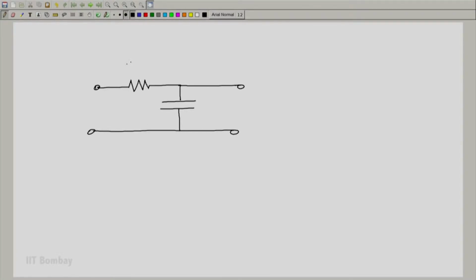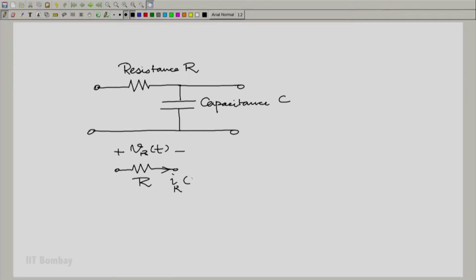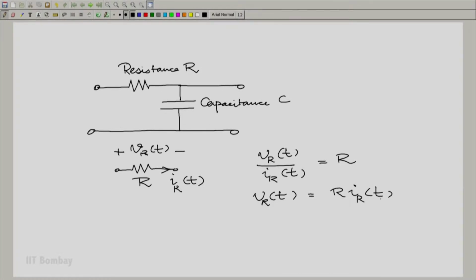Now, let us write down how each of these elements behaves. So, there is a resistance R and a capacitance of value C. And of course, if you take the individual resistance of value R, look at the voltage across it and the current in it, then we have V_R(t) divided by I_R(t) is equal to R, whereupon V_R(t) is equal to I_R(t) times R. And now we can take the Laplace transform on both sides.